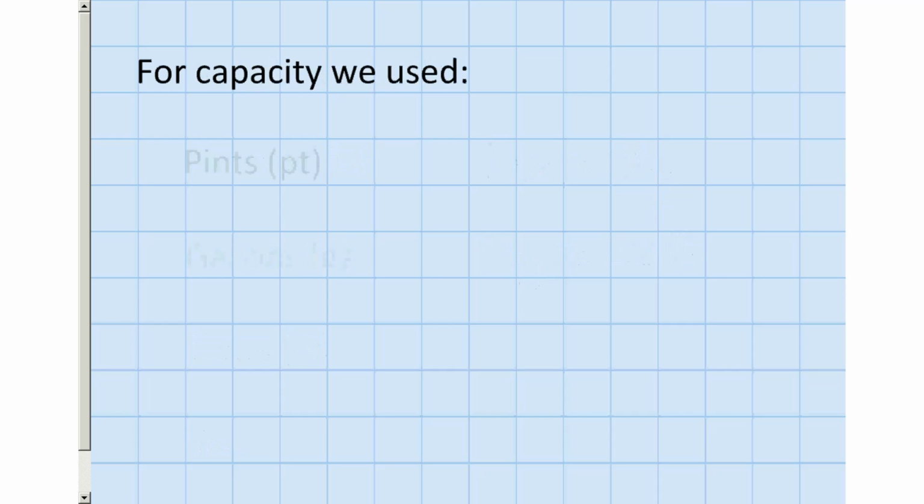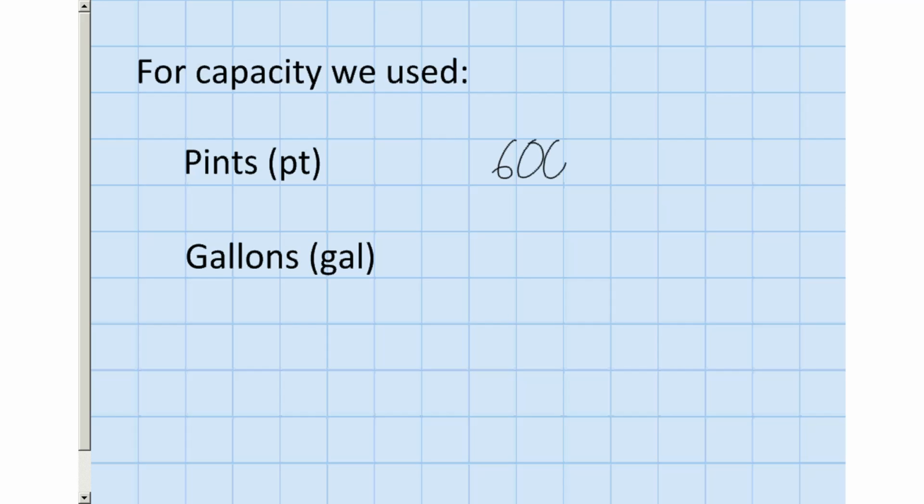And finally, for capacity, we had pints, which are still used in the pub when we have a drink or a bottle of milk. Gallons, which talk about miles to the gallon. And that's it. And the way we convert to the metric equivalent is we say that 600 millilitres is approximately 1 pint.